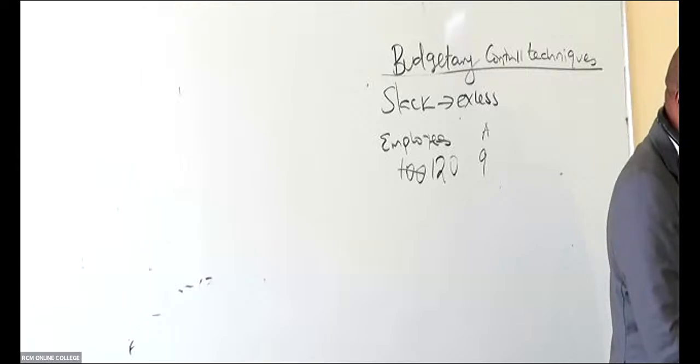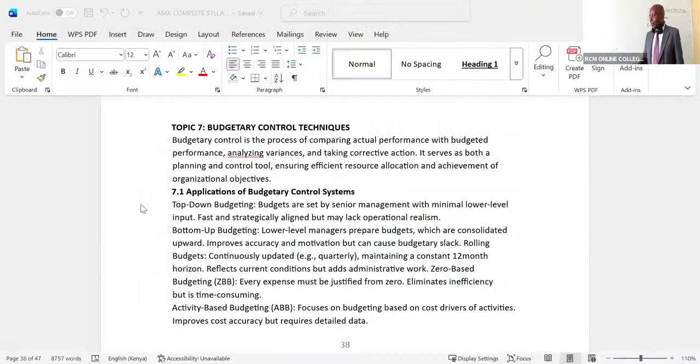Then we have a rolling budget. In an exam, if somebody was to ask you what is a rolling budget, and you happen not to be knowing, but you'd want to write something. So will you say it's a budget that rolls and rolls? What will you say is a rolling budget? A rolling budget is a dynamic budget. It's a budget that keeps on changing. So these are continuously updated budgets, maintaining a constant 12-month horizon. They reflect current conditions, but add administration work.